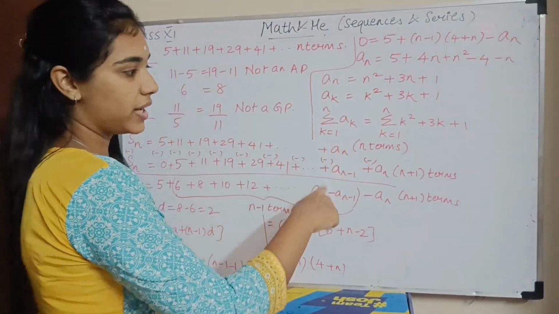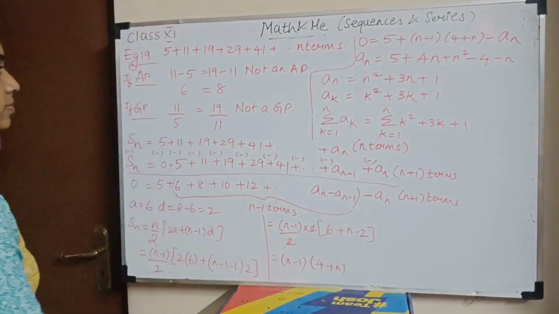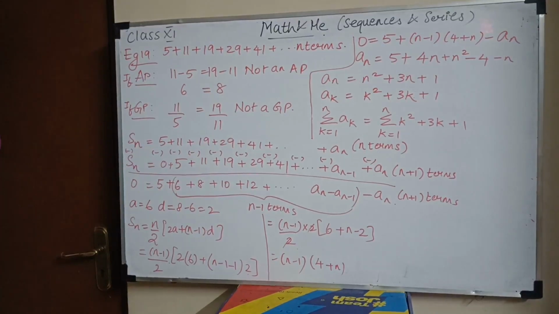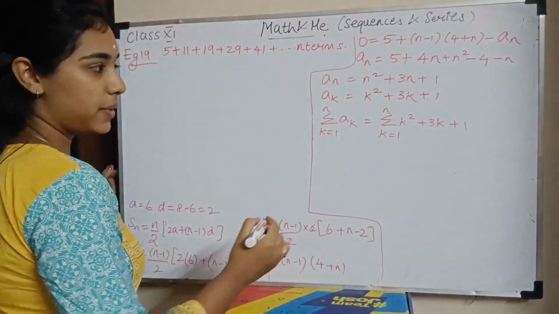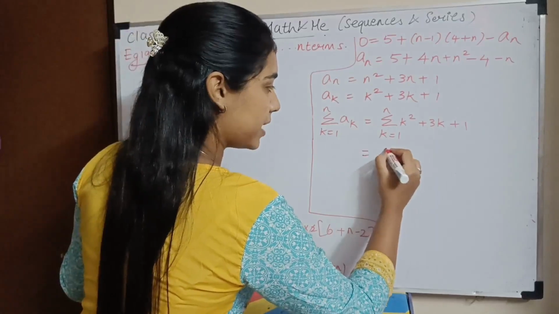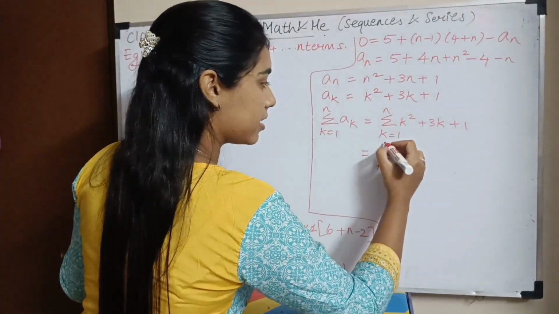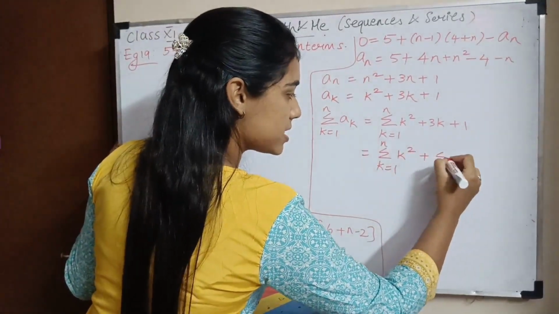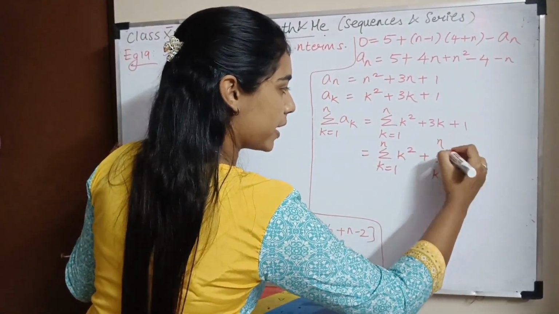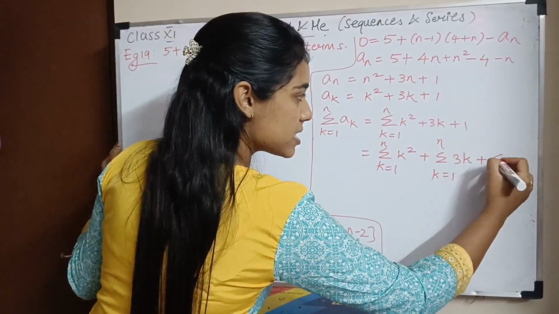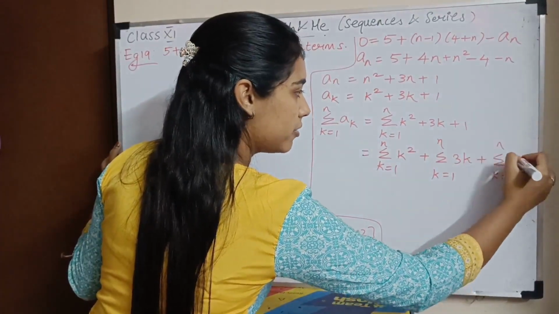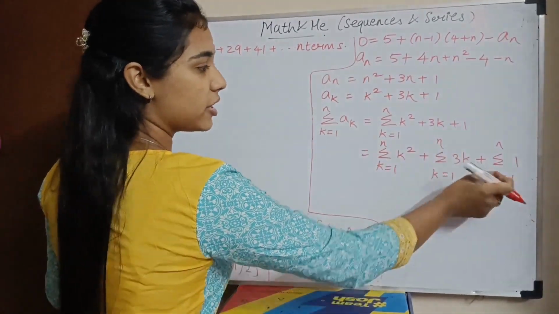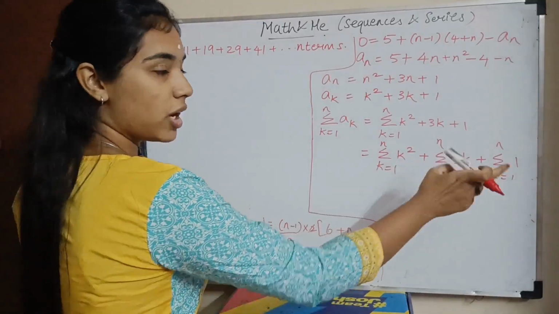Please copy this. I need to erase this part of the board. So what do I have? I can split the summation. So I'll be left with summation of k equals 1 to n of k square plus summation of k equals 1 to n of 3k plus summation of k equals 1 to n of 1. I split it into 3 different summations. Now let me solve each one of these.